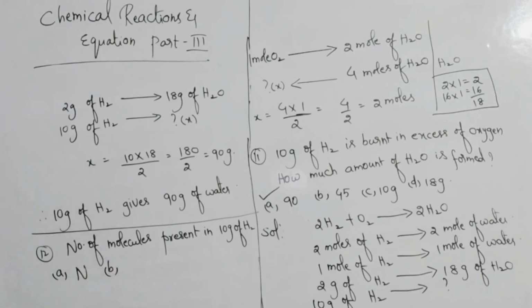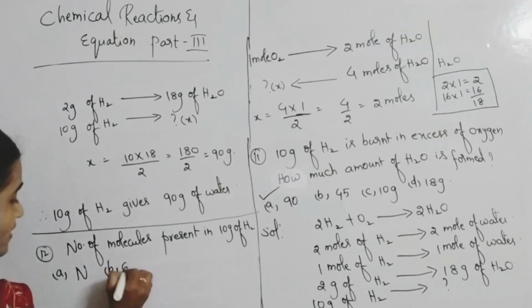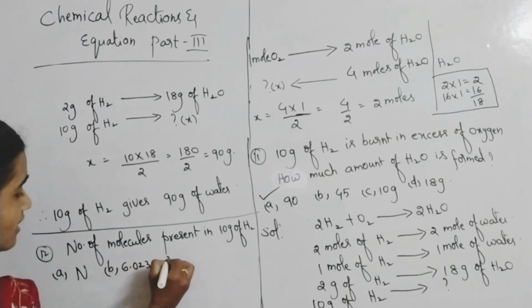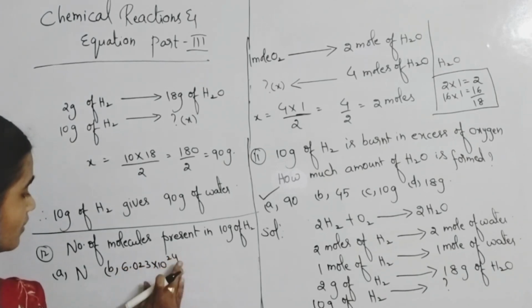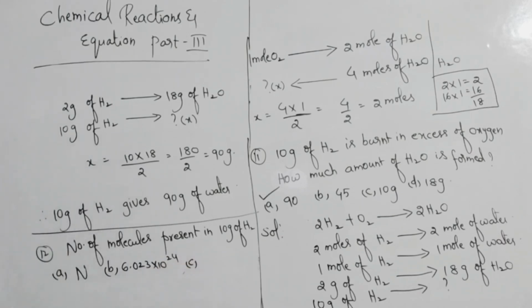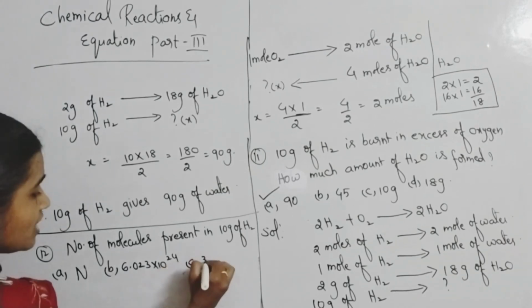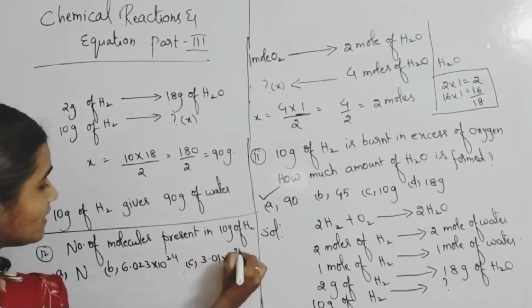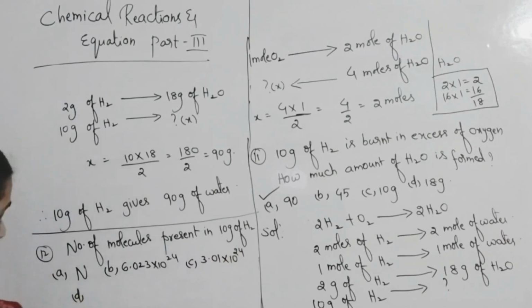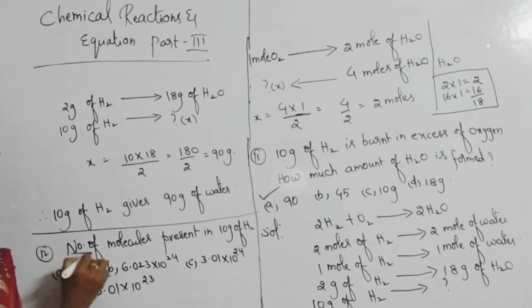And option B, what is given? 6.023 into 10 power 24. Option C is 3.01 into 10 power 24. Option D is 3.01 into 10 power 23. Like this you have been given 4 options. You have to find the number of molecules present in 10 grams of hydrogen.